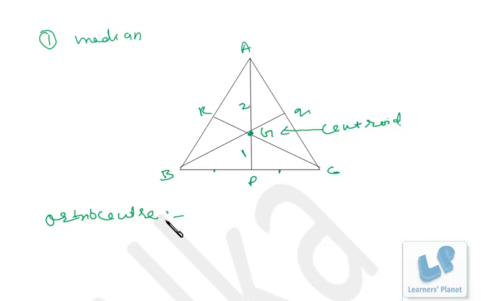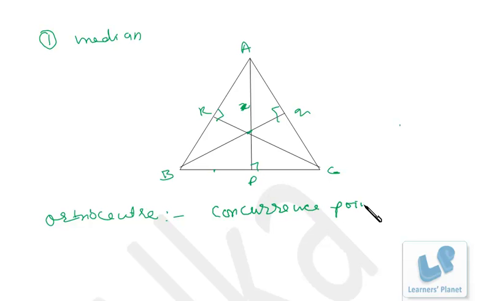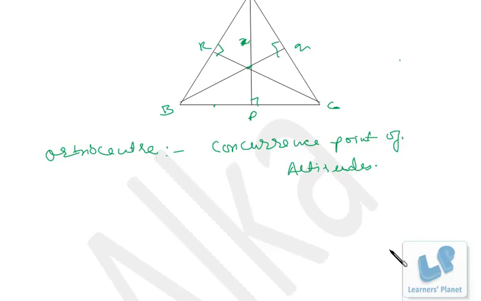Orthocenter is actually the concurrence point of altitudes. Suppose this is the diagram ABC, then AP, BQ and CR are altitudes. So this point is the concurrence point of all the three altitudes. This is known as the orthocenter, right? The concurrence point of all the three altitudes is the orthocenter. Okay, next, I will write over here: concurrence point of altitudes.